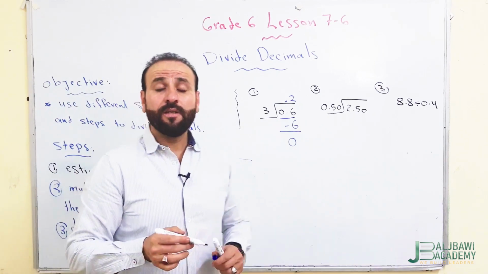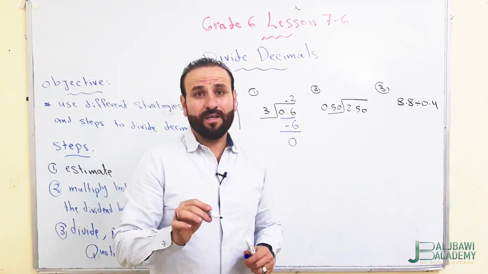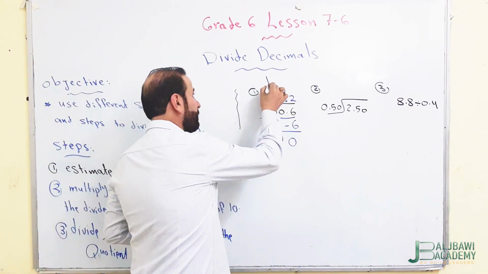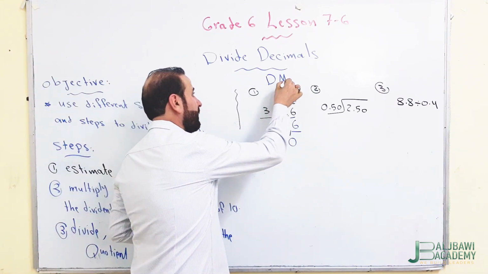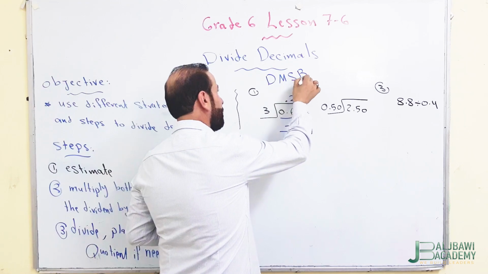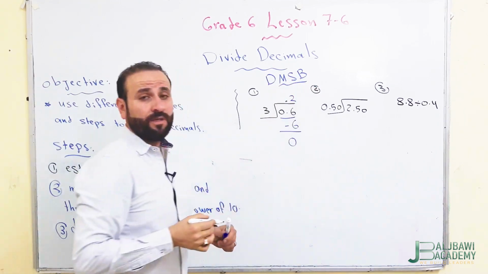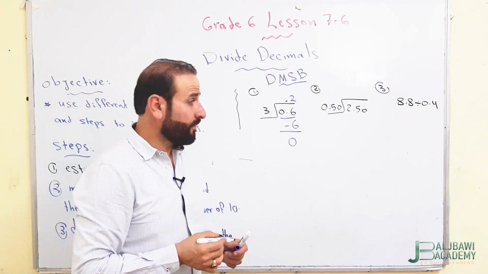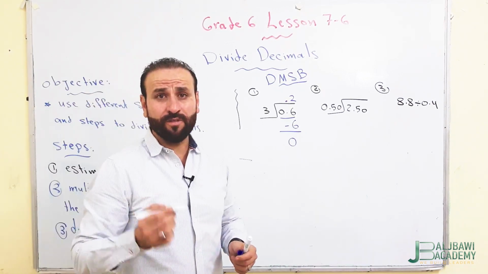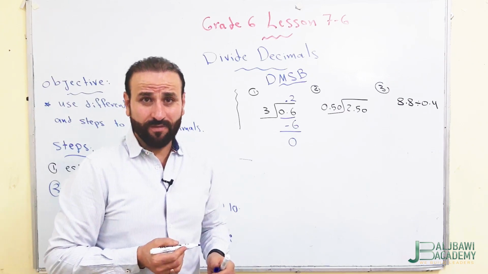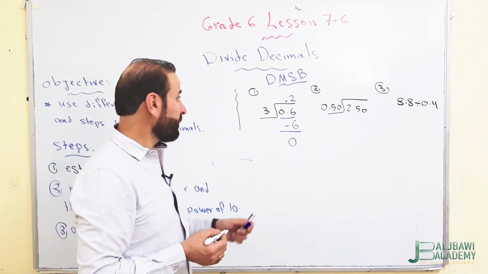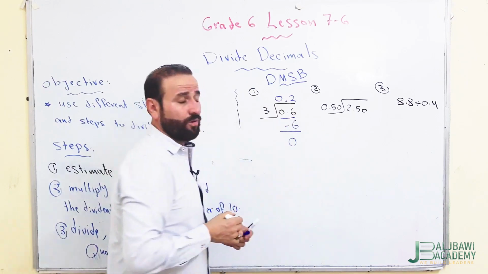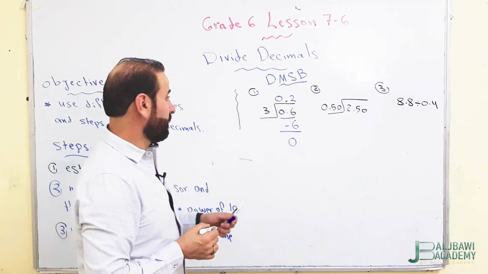Let me remind you of the steps of long division, which are divide, multiply, subtract, and bring down. We can remember them by saying, does McDonald's sell burgers? I have made a lot of videos about long division strategies. But today, as you can see, the answer is 0.2.